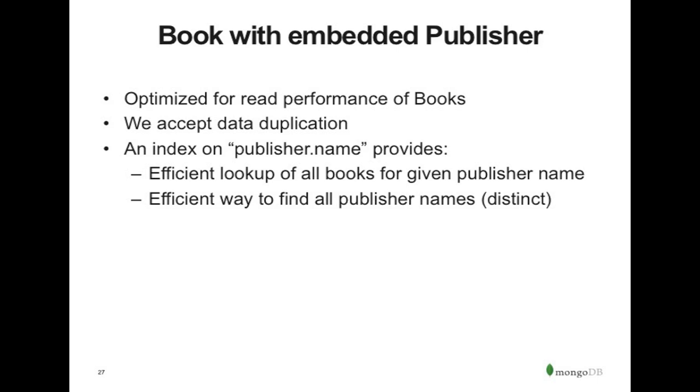All right, so in summary, what did we see now with our book with embedded publisher? You're going to get very high performance on the read for that book. We've talked about accepting the data duplication there. And interestingly enough, if you create an index on the publisher name, which you can do because, as I mentioned before, every field in a document is indexable, then you can look up the books given a publisher name, and in fact you can call a distinct on that as well and get very quickly a list of all the potential publishers.